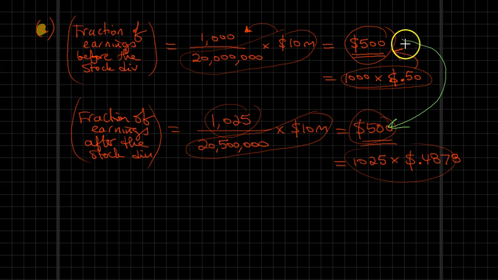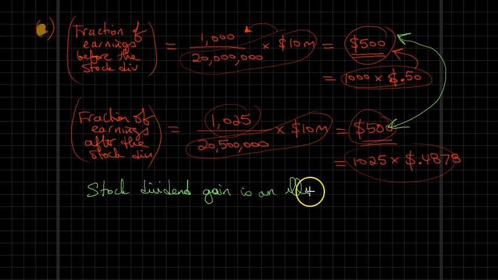Those two figures being the same, what is the conclusion? What is the lesson? This example illustrates that the illusion of gain from a stock dividend is truly an illusion. Stock dividend gain is an illusion. That is the lesson we can learn from solving this example.